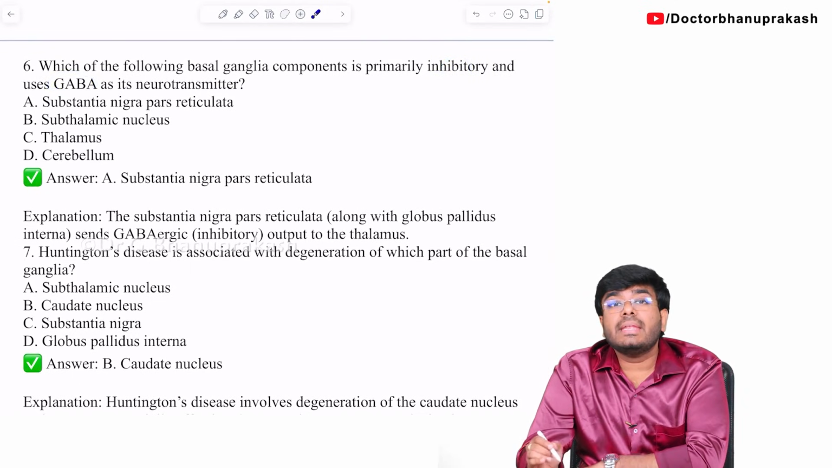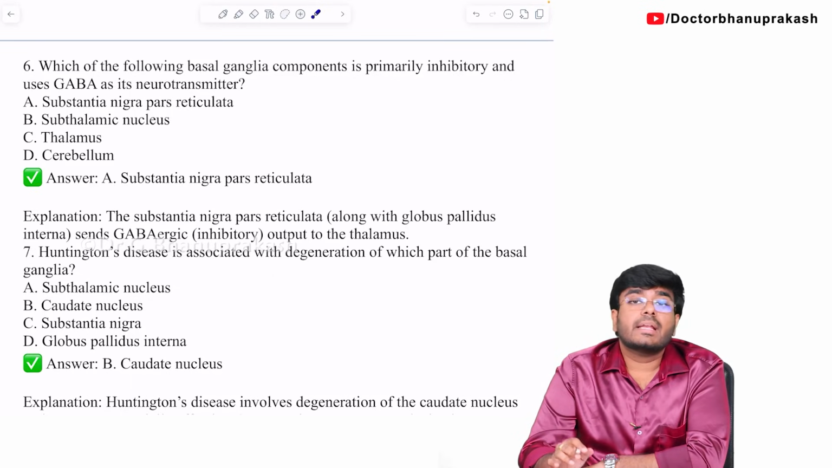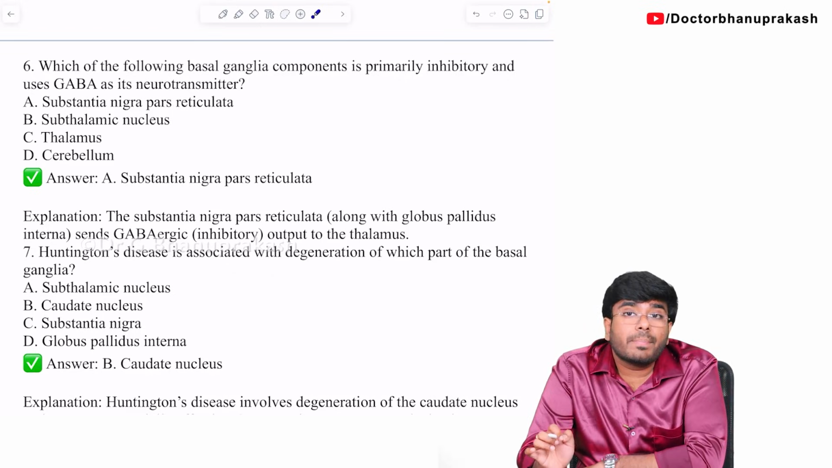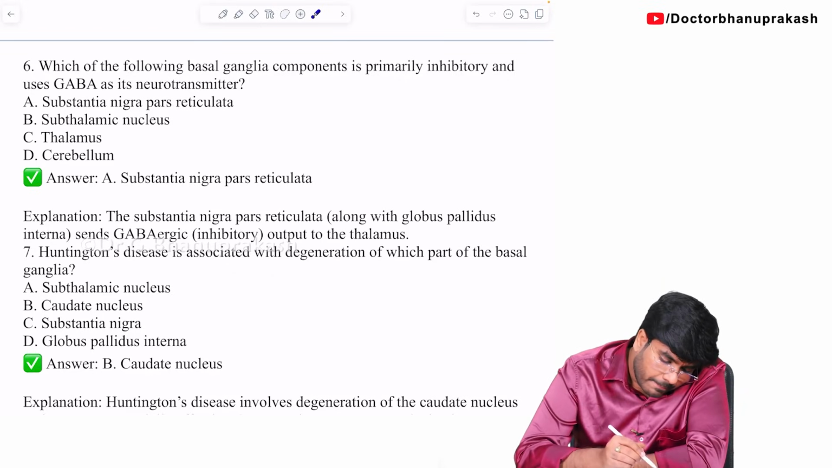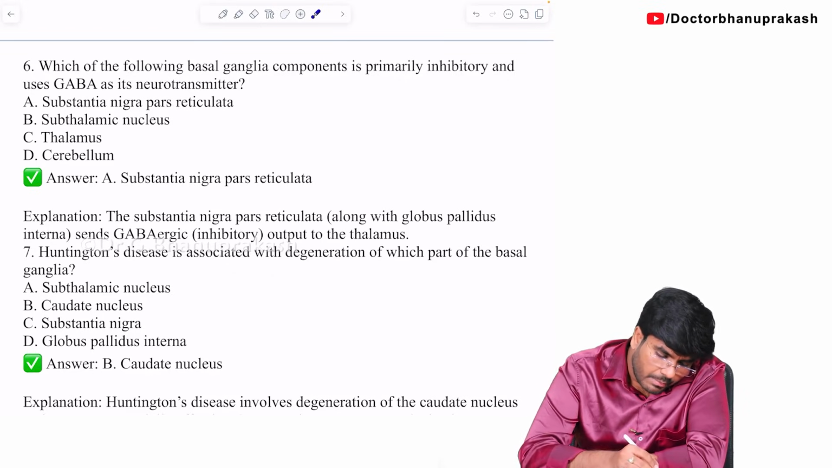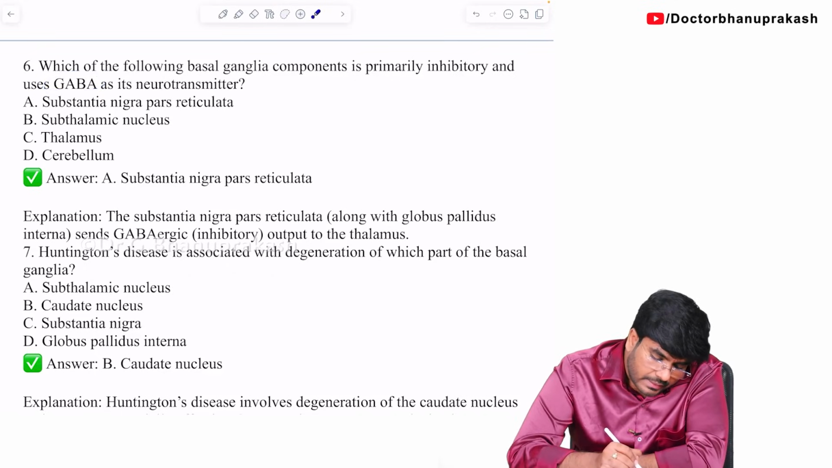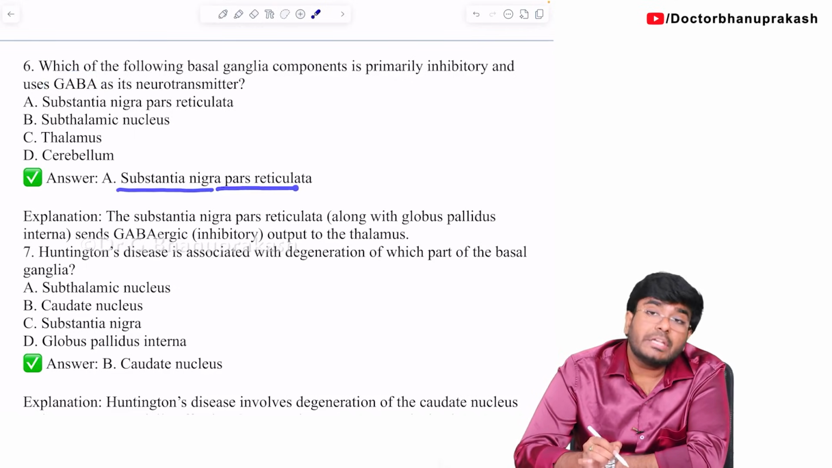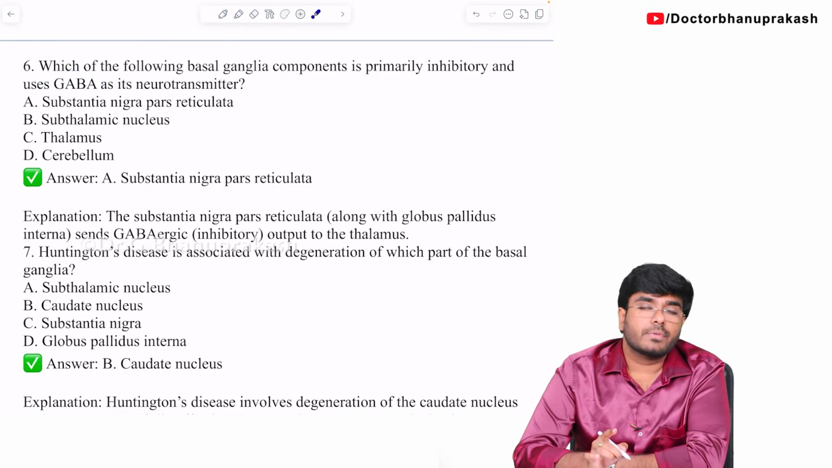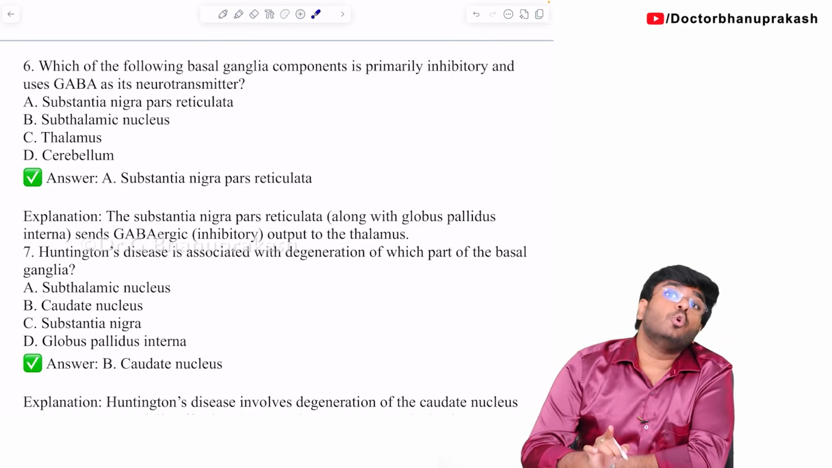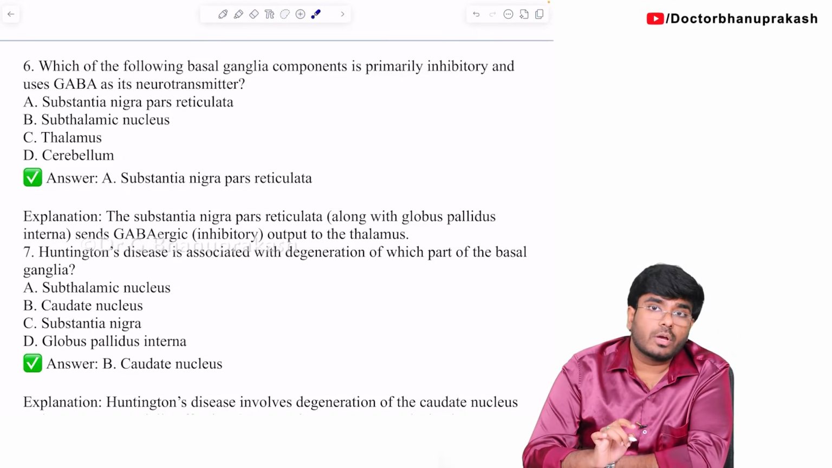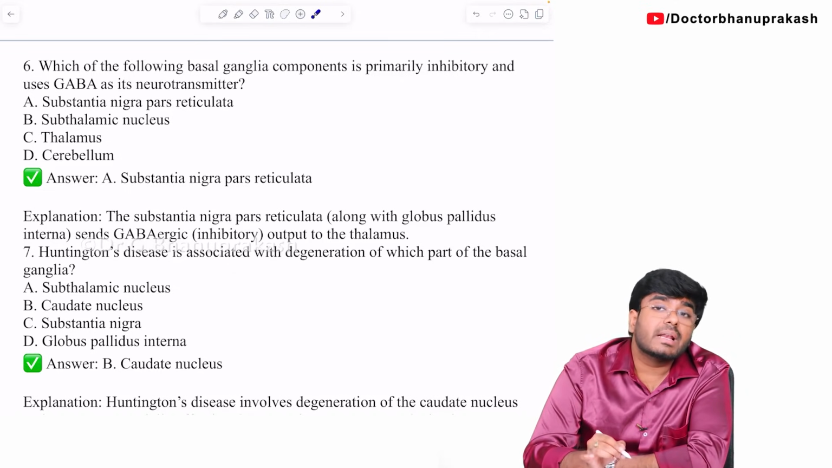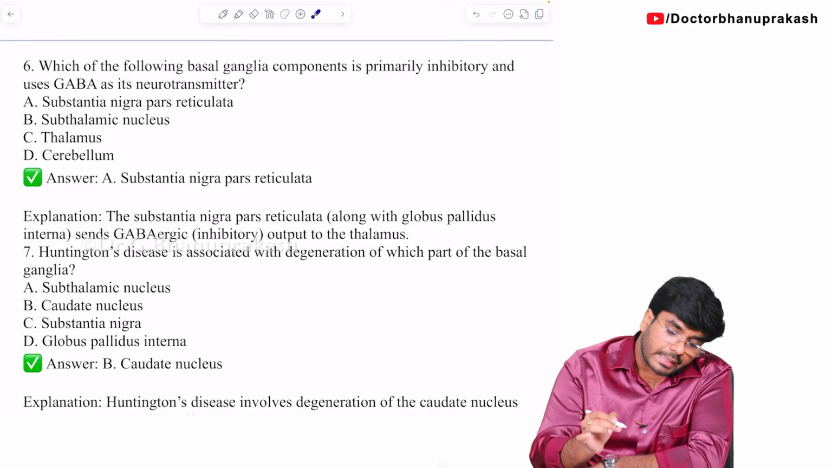See, primarily inhibitory, I have told you. The indirect pathway is inhibitory. So what is the primary neurotransmitter? The primary neurotransmitter is GABA. Where is it coming from? It's coming from substantia nigra pars reticulata, not compacta. Pars compacta is dopamine; pars reticulata I am talking about. Substantia nigra pars reticulata is going to release the GABA, and GABA is inhibitory.